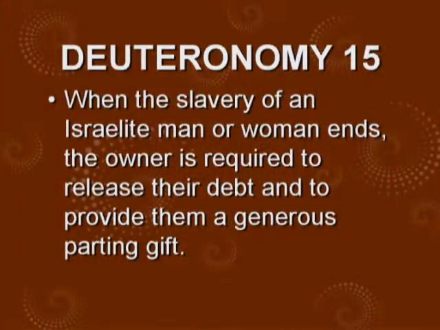Deuteronomy 15 thus does away with the differentiation between men and women in Exodus 21 and treats Israelite slaves, men and women, similarly. Deuteronomy 15, moreover, modifies what must be done when the slavery of an Israelite man or woman comes to an end. Exodus 21 requires an Israelite slave owner to release the debt of his slave, but not to give or pay them anything in addition.